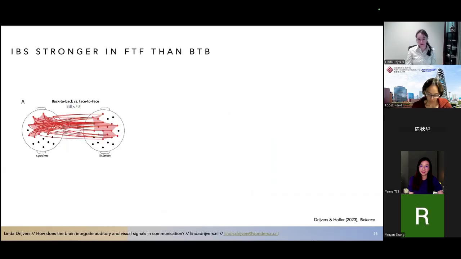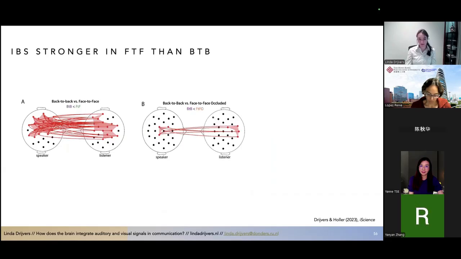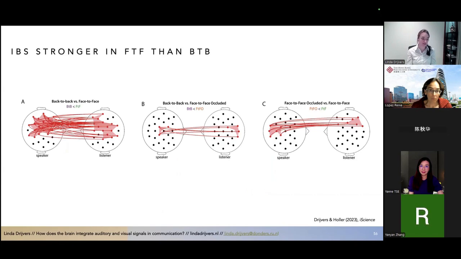So we saw stronger synchronization when people were sitting face to face as compared to back to back or face to face with an occluder in between. So both spatial orientation and the visibility of visual signals are important here. So we really believe that the semantic and the pragmatic information that is being conveyed by visual communicative signals might facilitate joint attention towards coordinating these predictive processes that make language so successful.